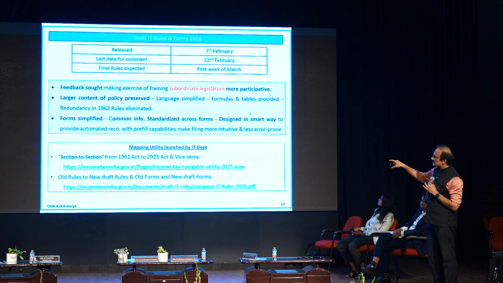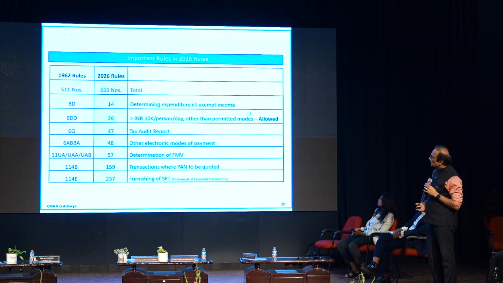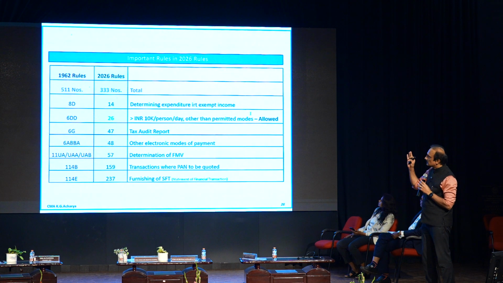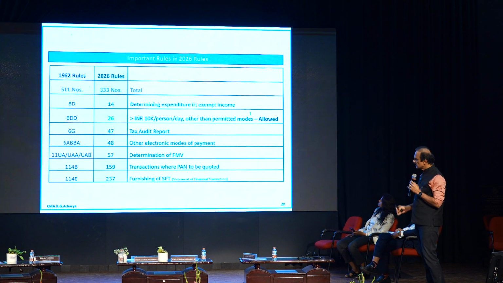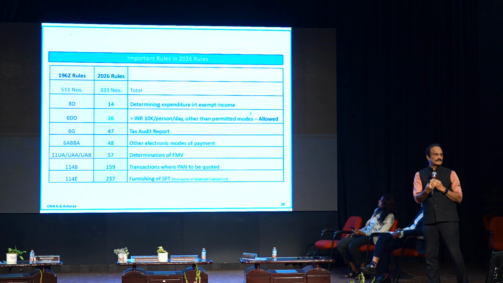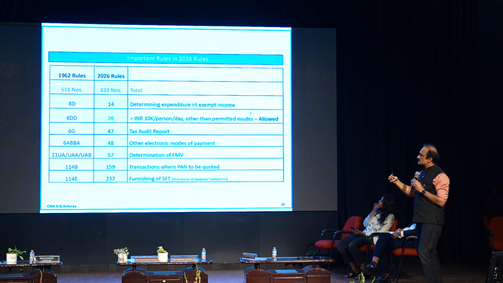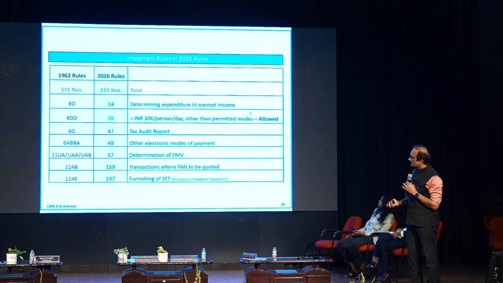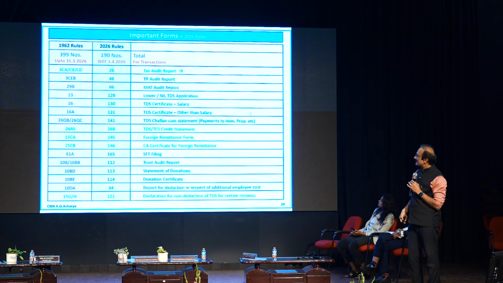So mapping utility, I said you press that particular thing, it will take you to the respective rules and sections. Important rules. There were 511 rules in the 1962 Act. In the 2025 Act, rules number 333. Popular rules, for example, rule 8D, which we were using for the purpose of exempt incomes expenditure, is now rule 14.